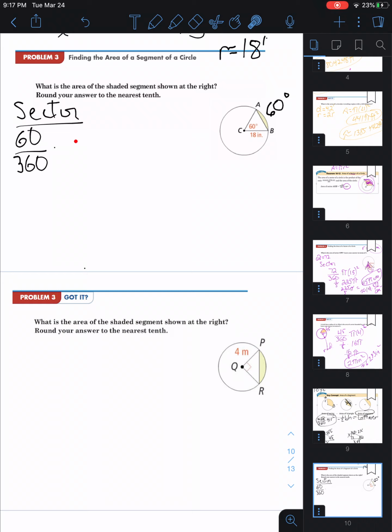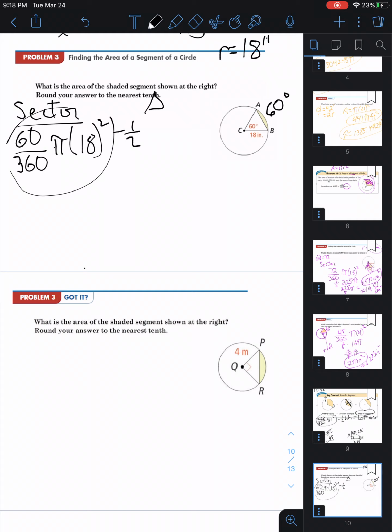Okay, I must have hit something on the side of the screen there. Pi r squared, or pi times 18 squared, and that would give me then the sector. Minus, then the triangle is going to be 1/2 times base times height.